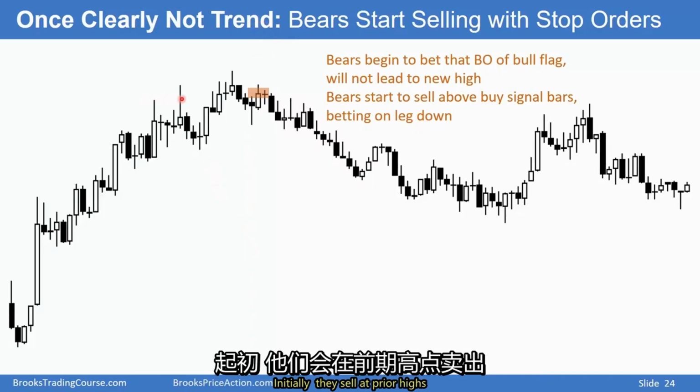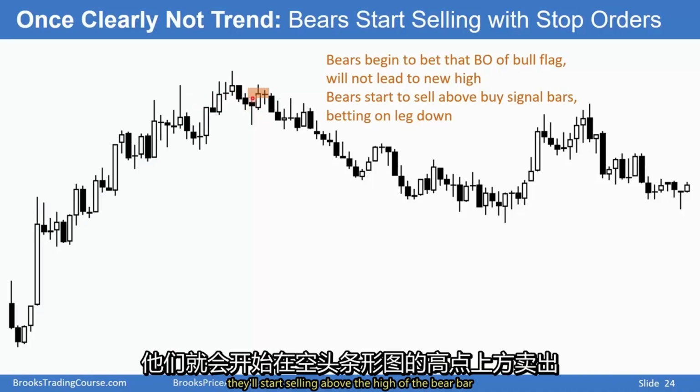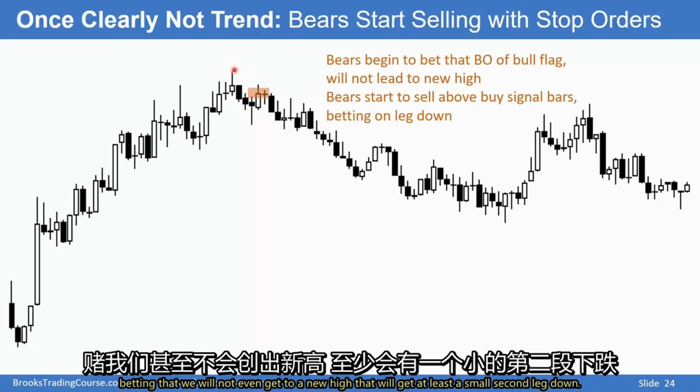Initially, they sell at prior highs, and then at some point, once they start to see consecutive bear bars, here 3 bear bars, they'll start selling above the high of the bear bar, betting that we will not even get to a new high, that will get at least a small second leg down.